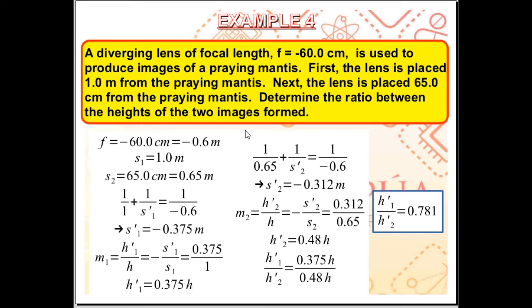If we do the same thing for the second case, we are able to get the equation for H2 prime, 0.48 H. With H1 prime and H2 prime, we get the ratio H1 prime divided by H2 prime. We can cancel out H. That leaves us with H1 prime over H2 prime is equal to 0.781, the ratio between the heights of the two images that were formed.